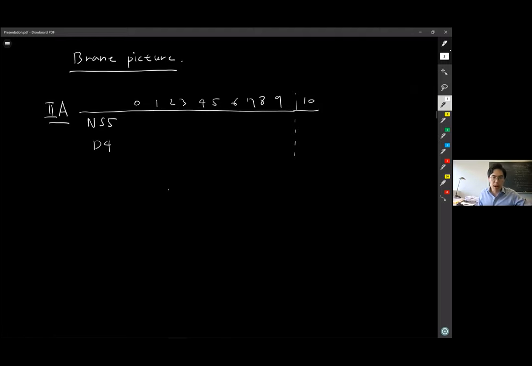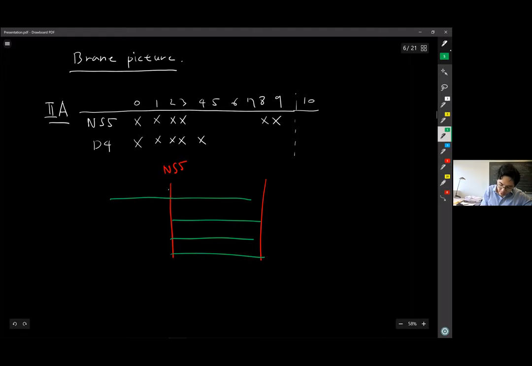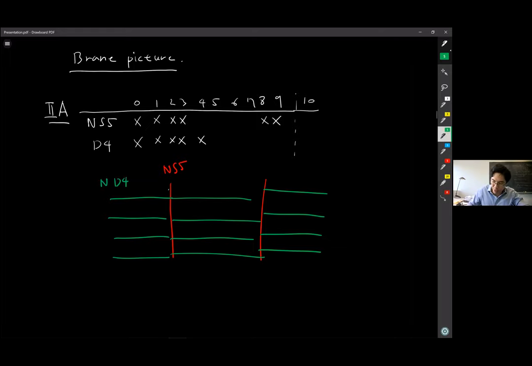So this is a type IIA brane picture, first studied by Edward Witten. We have NS5 branes along 0, 1, 2, 3, 8, 9, and D4 branes along 0, 1, 2, 3. So actually I'll have two NS5 branes as vertical lines, and I have N D4 branes in between, on the left and on the right. So how does this realize the gauge theory? By the open strings connecting the D4 branes in the middle, I realize the vector multiplet. The fundamental hypermultiplet is realized by the open strings between the D4 branes across the NS5 branes, and also the anti-fundamentals.